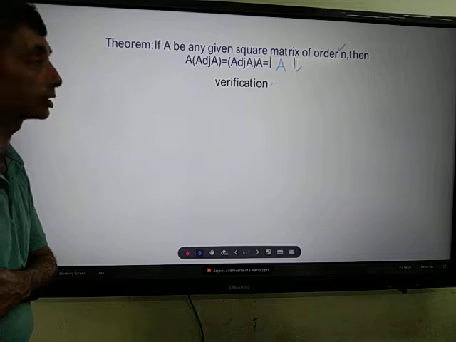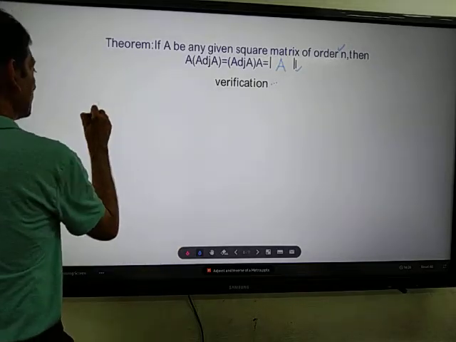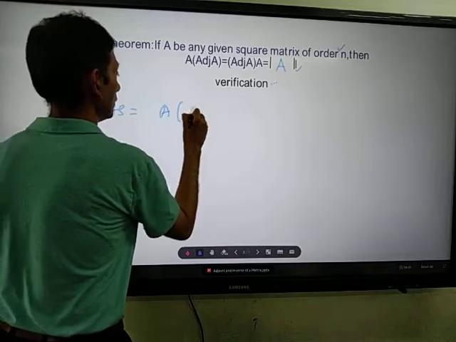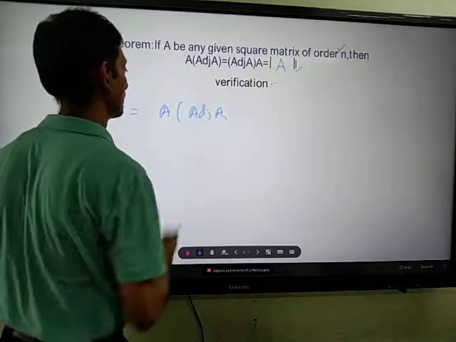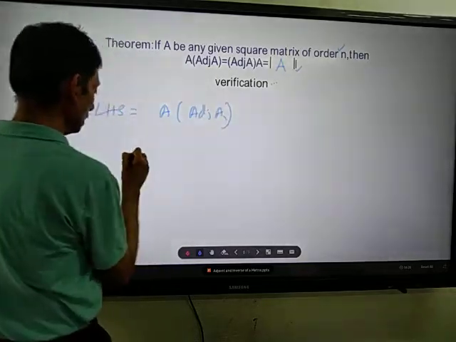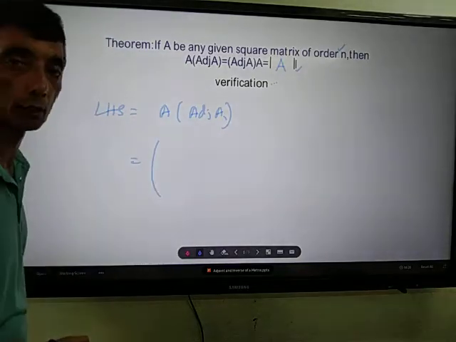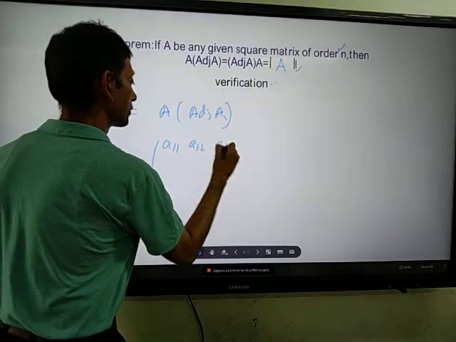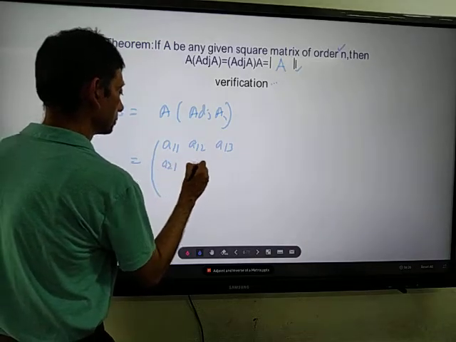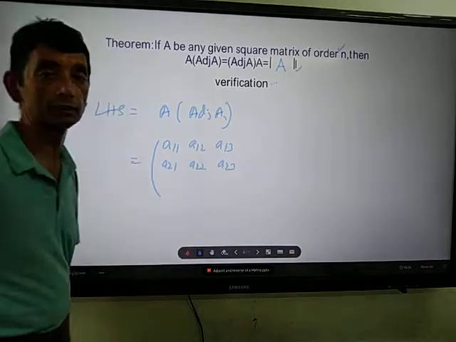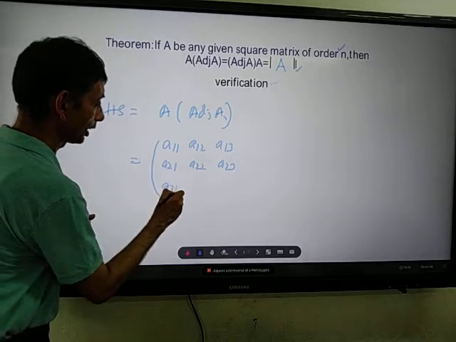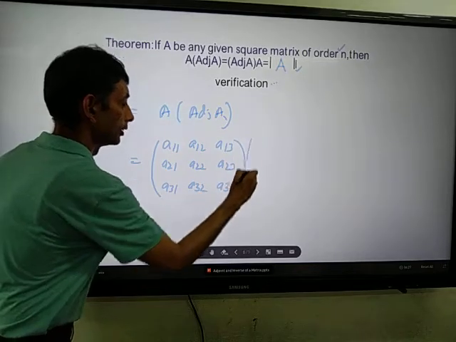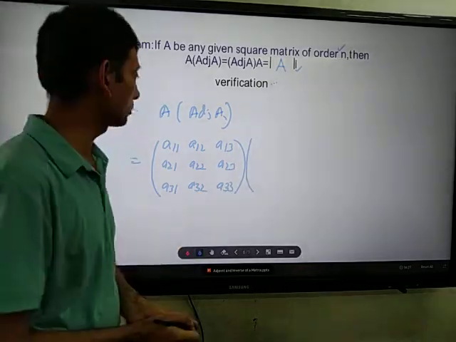Our verification is very simple. First we'll take the left hand side, A into adjoint of A. We'll consider a 3 by 3 matrix: A11, A12, A13, A21, A22, A23. Done? Next, A31, A32, A33. Then we'll multiply by adjoint of A.